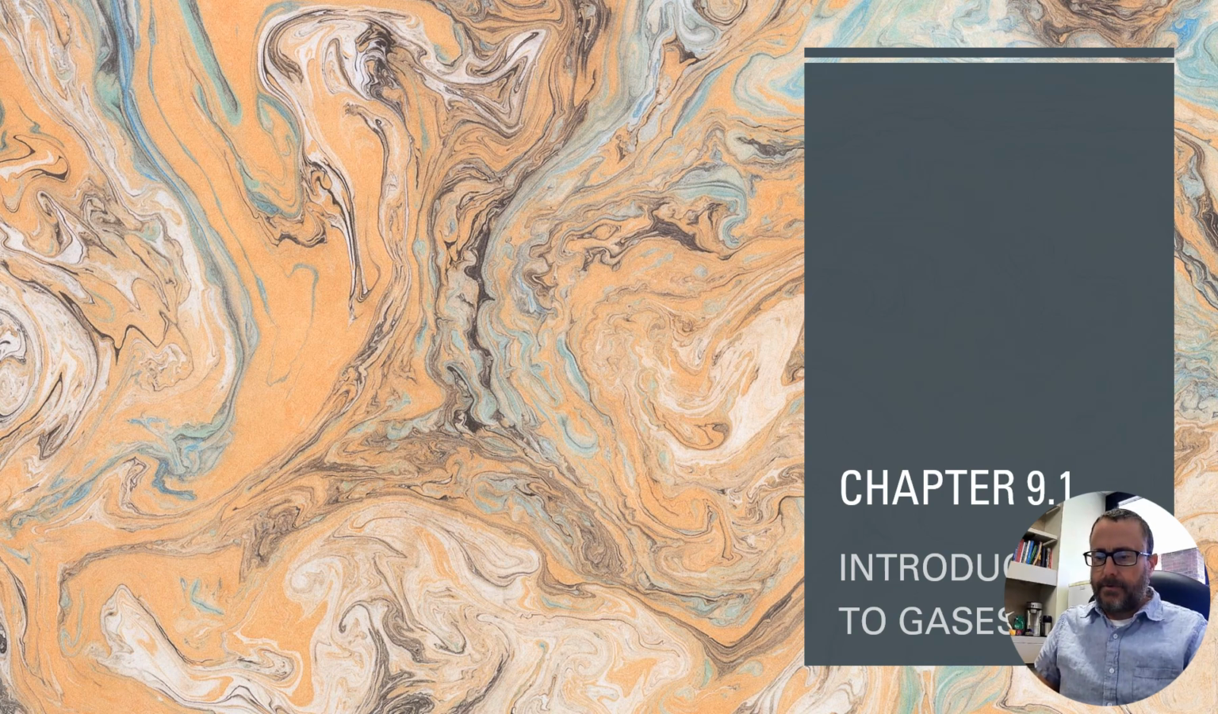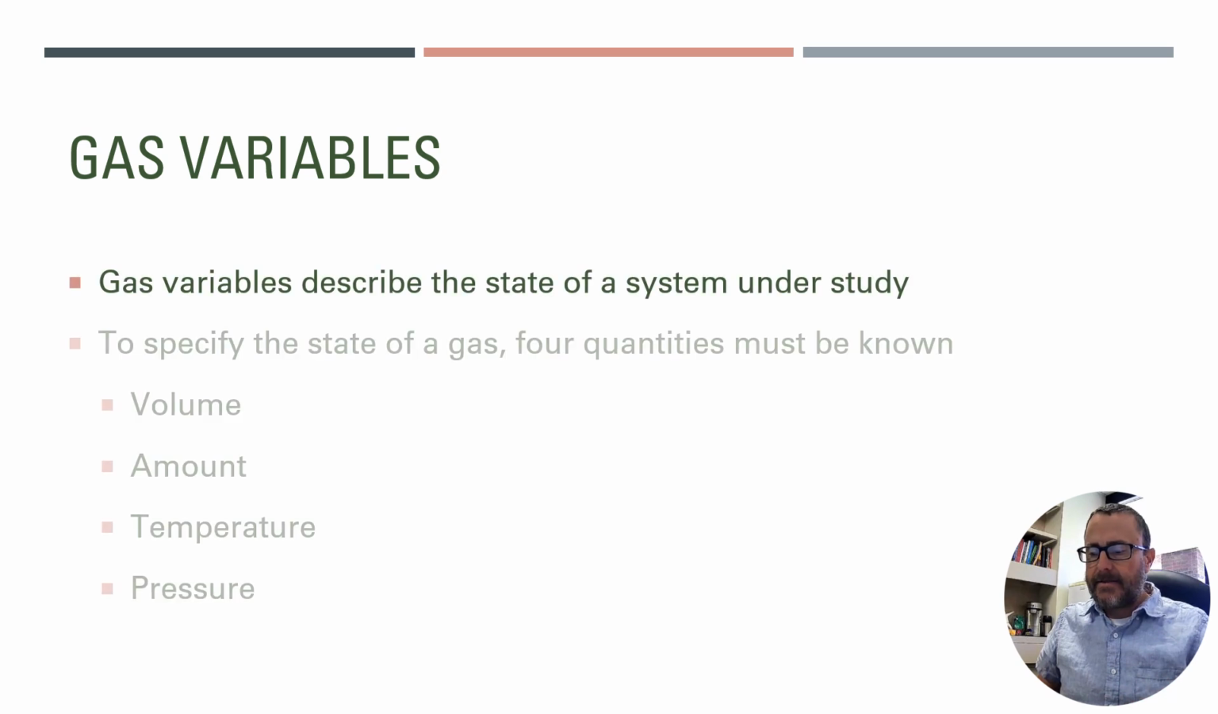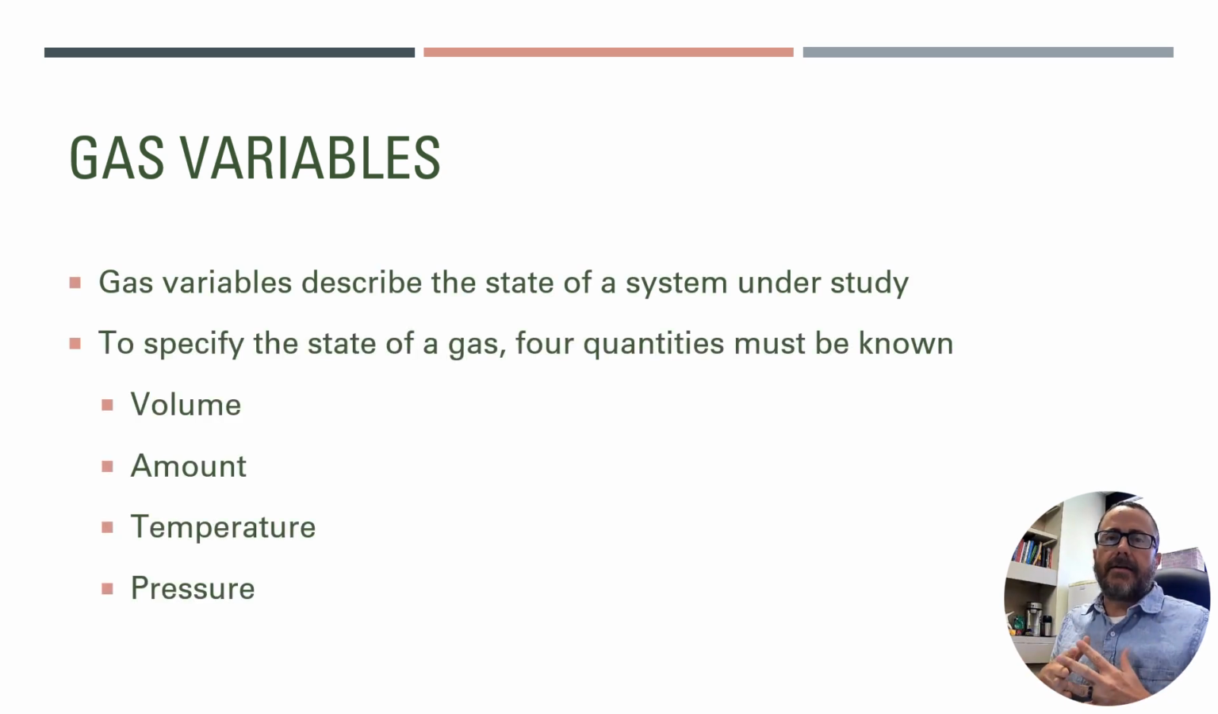And welcome to Chapter 9, which is gases. All right, so when we talk about our gases, the first thing that we need to understand is that gases are all about the different variables or the state variables that they're under. So gases are described by the volume that they take up, the amount of the gas, that's our number of moles of our gas, the temperature at which they're at, and the pressure.